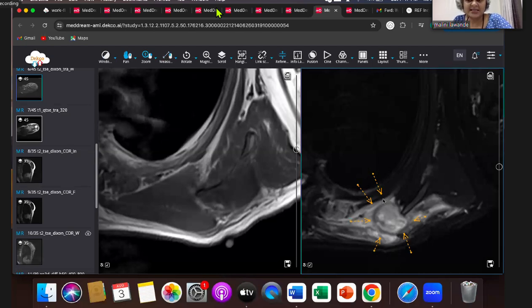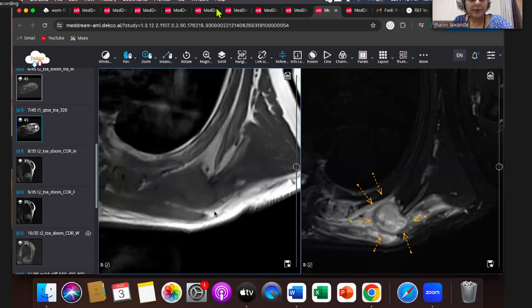Adventitial bursitis doesn't look solid. Doesn't look cystic. This looks a bit solid. And two, why so much of edema? Would you all agree that the edema is very disproportionate to the size of the lesion? TB. Many people thought of TB.